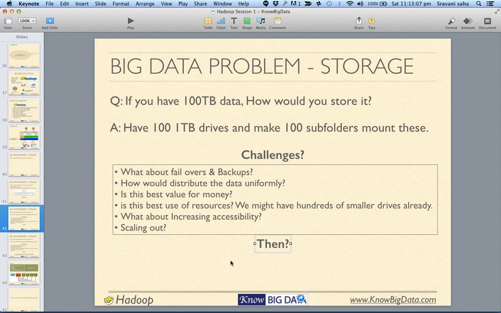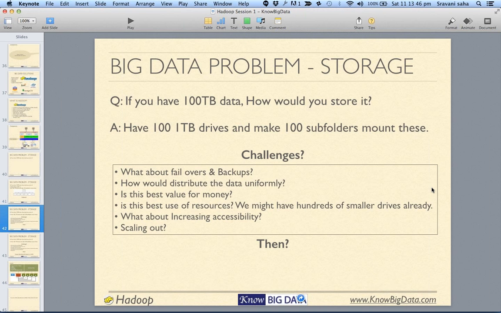Next is that the data is not distributed uniformly. Is this the best value for money? Is this the best value for resources? You might already be having 500 GB, 200 GB disks. The more disks you have, the bigger problem you will have in this architecture. Now, what about increasing accessibility? Yeah, that's correct, Rania. The fault tolerance is pretty low in this one.